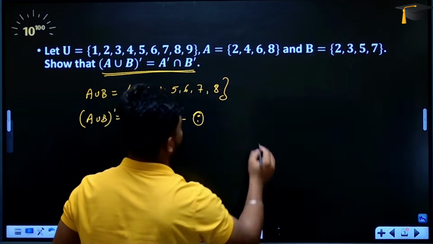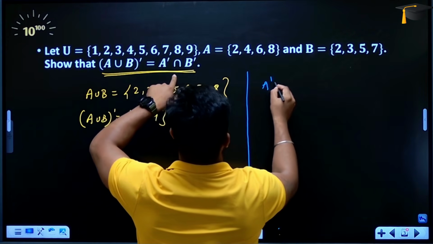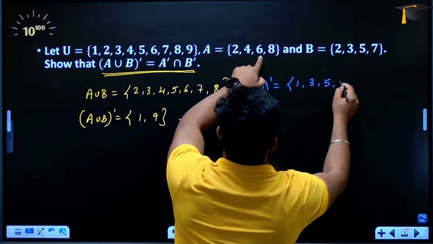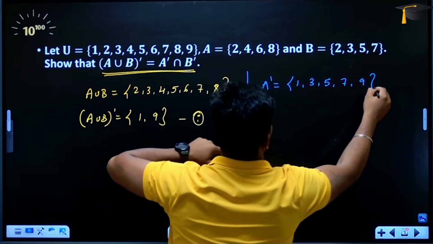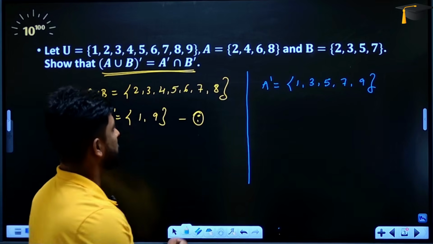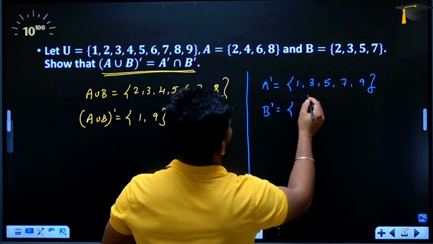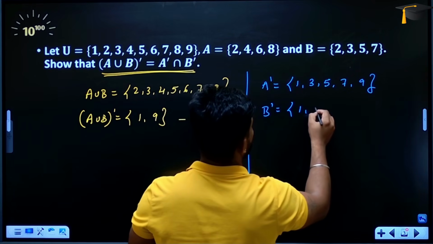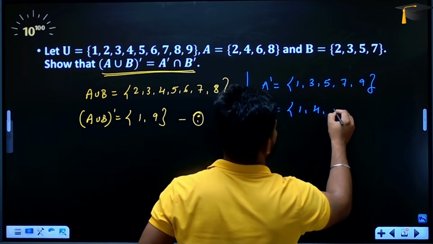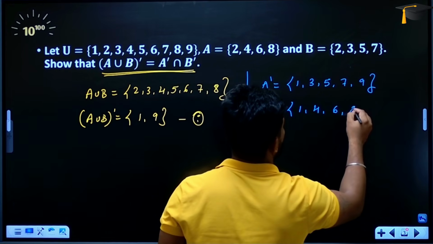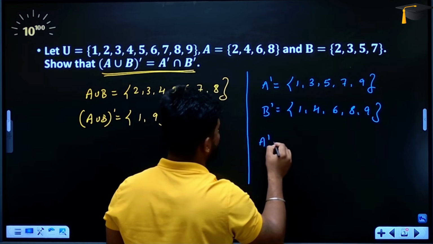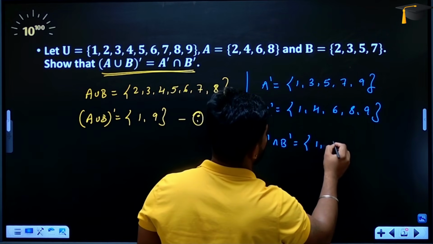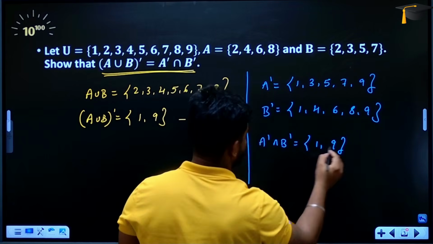Now similarly the other side we have to do. So it is A dash. So A dash is what? It is 1, 3, 5, 7, 9. All odd numbers. Next B dash. So B dash is 1, 2, 3, 5, 6, 7, 8 and 9, since 4 is not there. Okay, so what is A dash intersection B dash? It is 1 and 9, right? Yeah, so this is equation number 2.